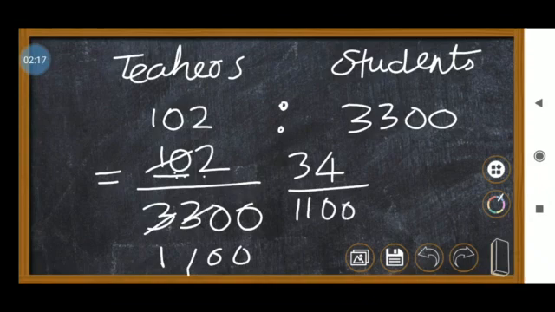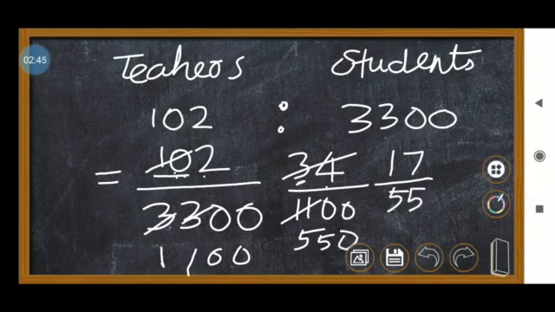1,100. Okay, and any other table it can divide? We can divide by the 2 table. 1 2s are 2, remaining 1, that 1 will combine with the 4, so 7 2s are 14. Here 5 2s are 10, remaining 1, that 1 will combine with this 0, so 5 2s are 10, so 550. So 550 will come, students.